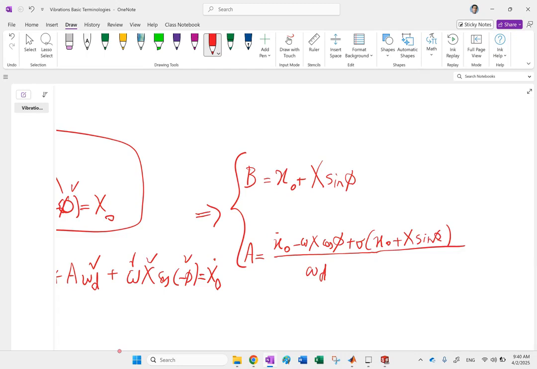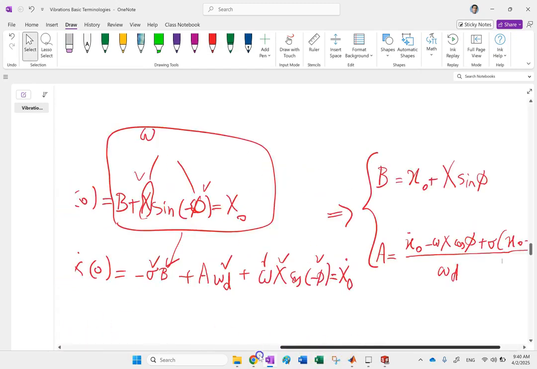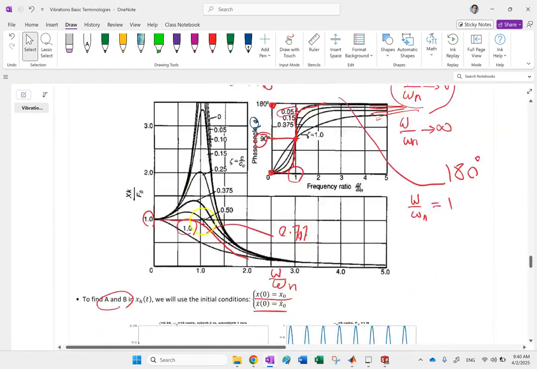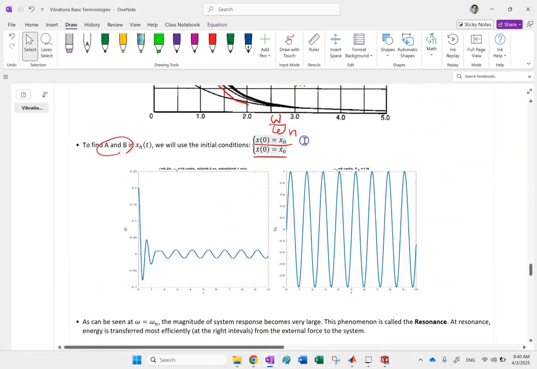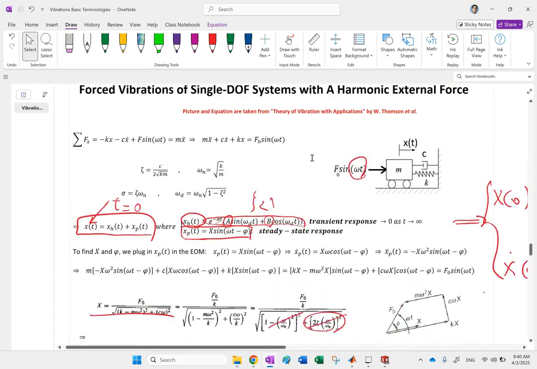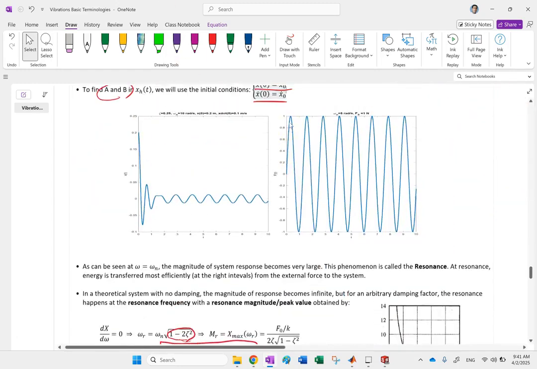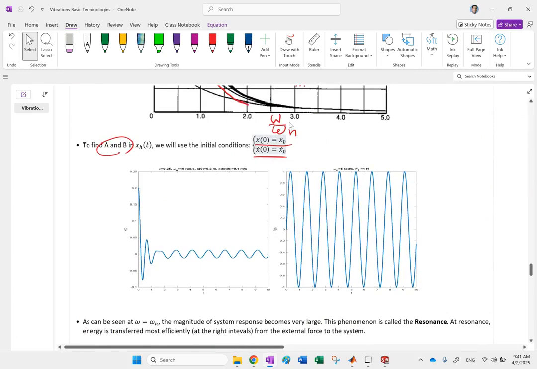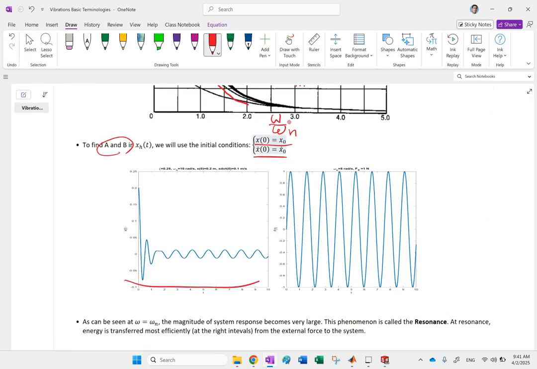Okay, so these are A and B. They are now plugged into the homogeneous solution. And of course, I can add them here in front of my notes. So now that you have A and B from initial conditions, and you have the particular solution, finally you can plot it. Now, if you plot that, this is the kind of response that you would get.